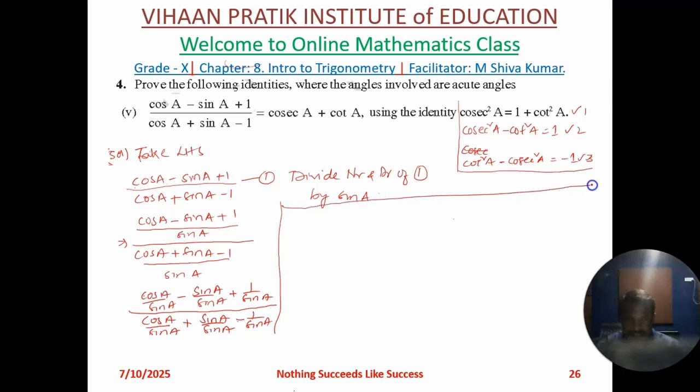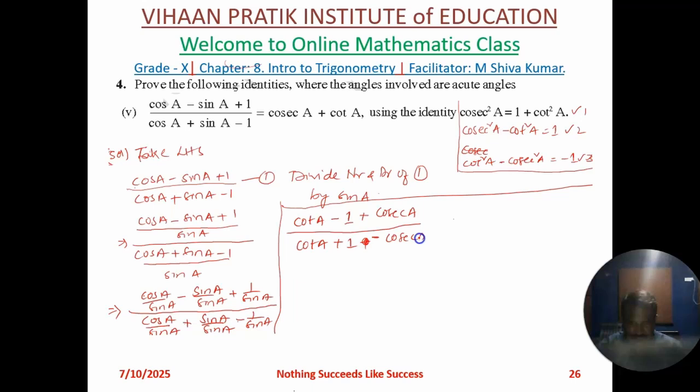Now after doing this, we can rewrite this equation as cos A by sin A is cot A, minus sin A by sin A is 1, plus 1 by sin A is cosecant A, whole divided by cos by sin A is cot A, sin by sin is 1, then minus 1 by sin is minus cosecant.